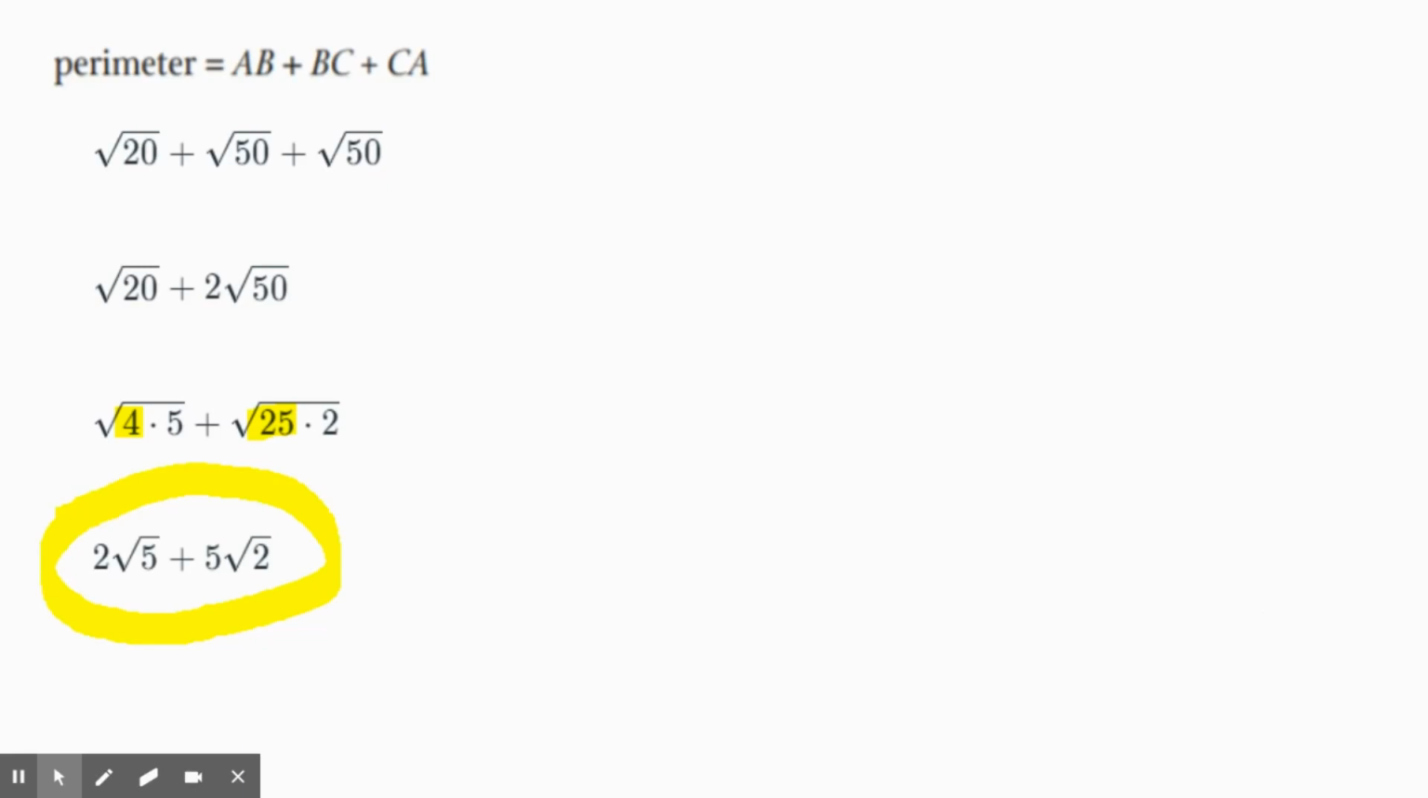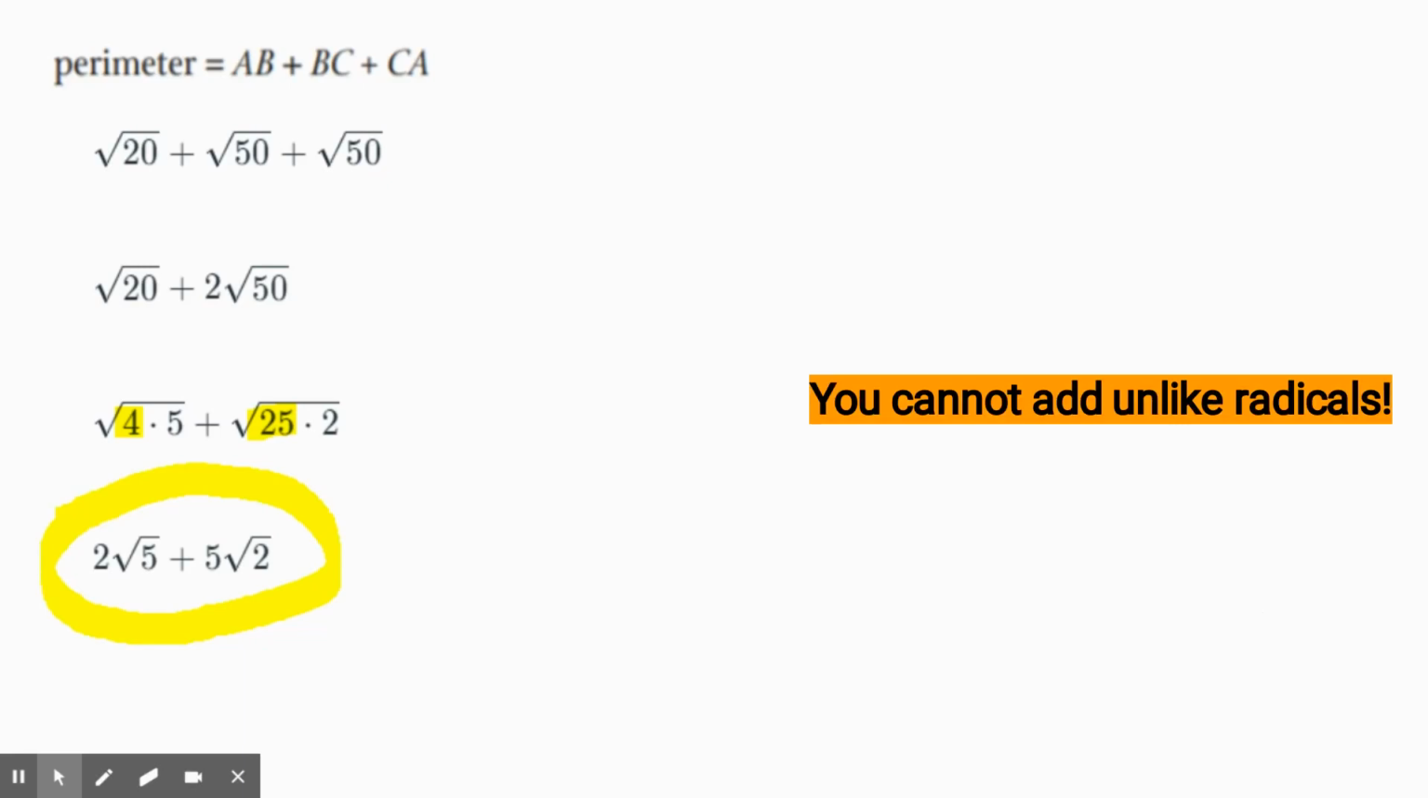Now notice the radicals are not the same. Radical 5 and radical 2 cannot be combined together. You leave the answer just as it is.